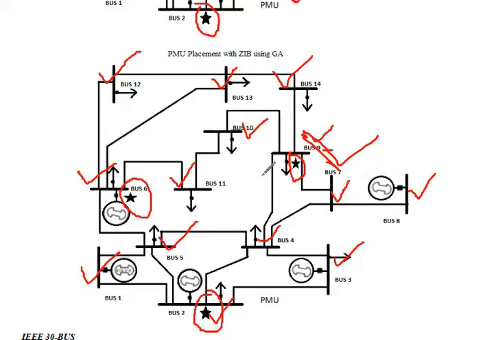So considering the zero injection buses for an IEEE 14 bus system, a minimum of 3 PMUs should be placed at bus number 2, bus number 6, and bus number 9.